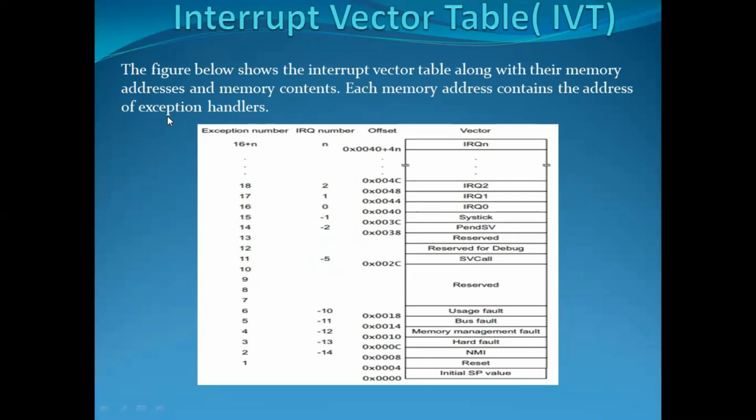Then the NVIC uses the exception number X to calculate the address of the exception by looking up the interrupt vector table, and uses the contents of the memory address, which is the address of the respective exception handler, to execute the exception handler. The program counter will be loaded with the address of the exception handler and the microcontroller starts to execute the exception routine.